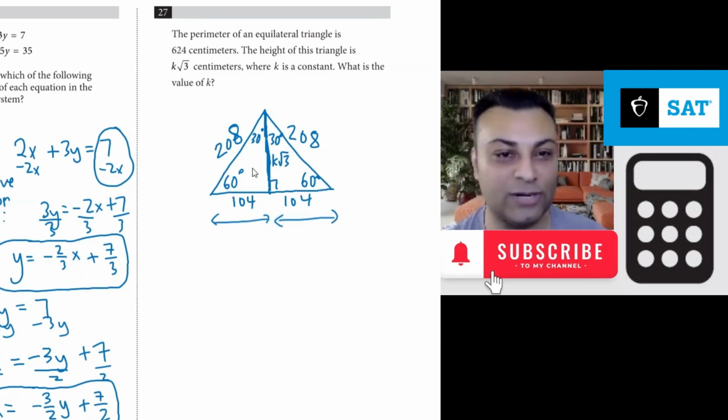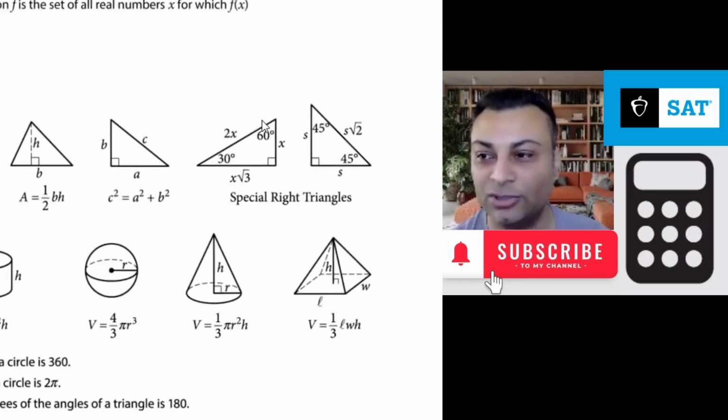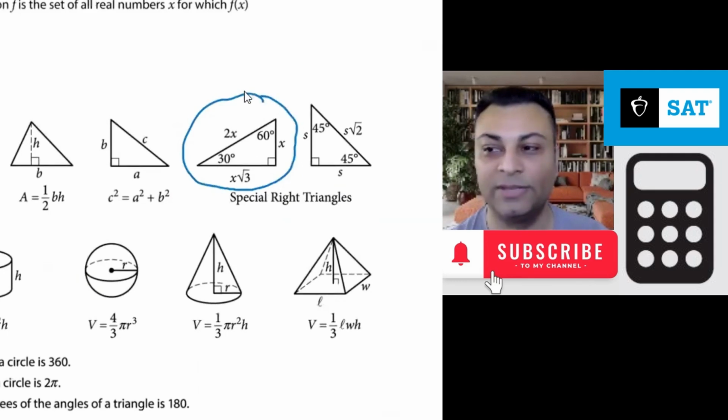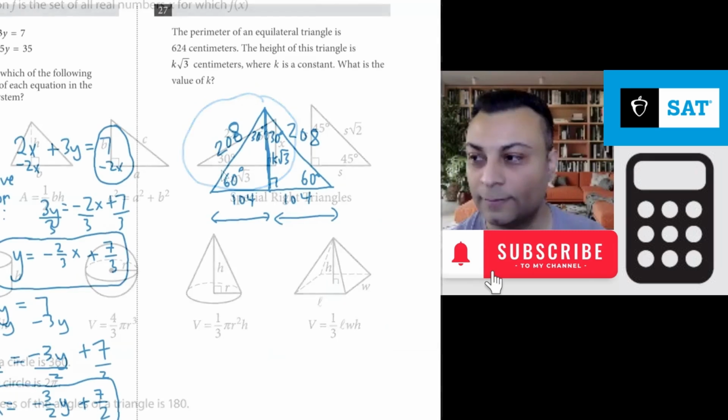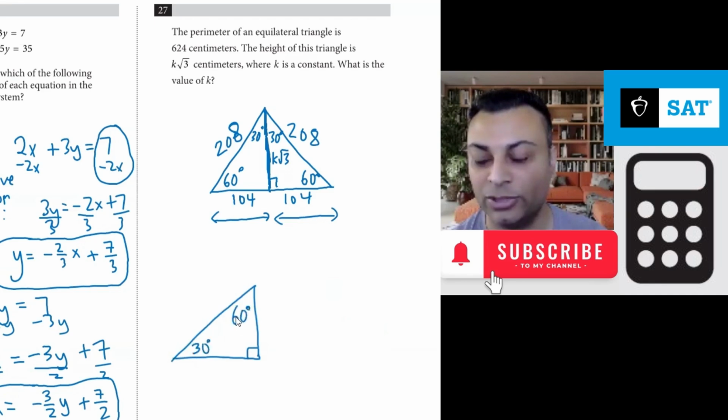So we have a 30, 60, 90 triangle. If you have this memorized, great. They also provide it in a formula sheet. Let's go take a look. They have this 30, 60, 90 triangle right over here. Let me copy that down. Let's draw the triangle over here. This is the 30 and 60. This is just what the picture had in the formula sheet. This is 2x, this is x, this is x root 3. Let's rotate it so we can see this picture better. So this came from the formula sheet.